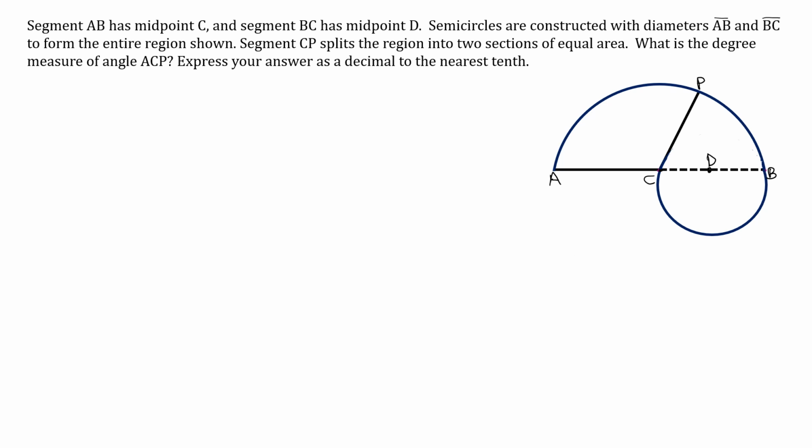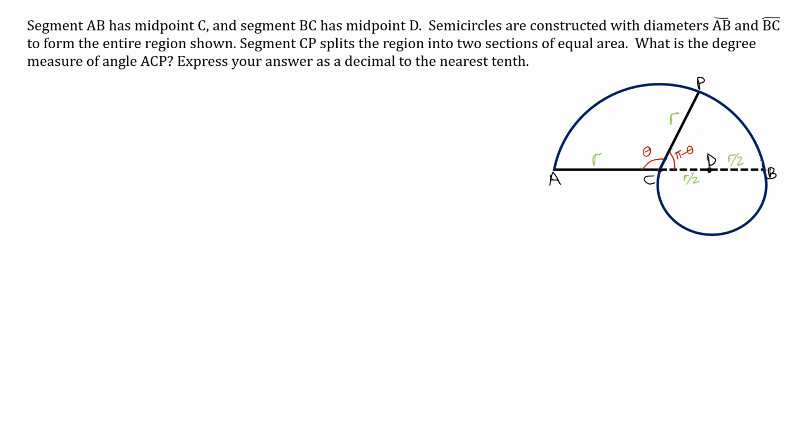We have to find the angle ACP. So let's name the angle. Let's make it theta in radians, which would mean this one would be pi minus theta in radians. And we also need to point out the radius. This radius is r, and this radius is r. BD is r out of 2, because AC equals BC. AB has a midpoint C, so AC equals BC.